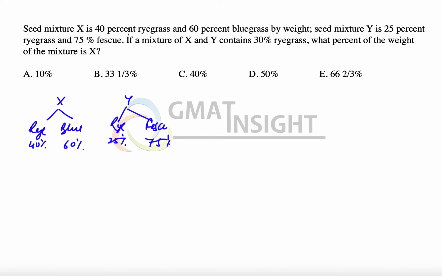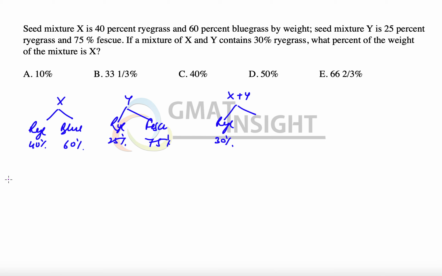Now the two mixtures are mixed, and finally we have another solution which has 30% ryegrass. So we have finally a solution X plus Y, and the ryegrass amount in it is 30%. The question is, what percent of the weight of the mixture is X? So this question can be solved in two ways again. We can use the alligation method or we can simply form an equation.